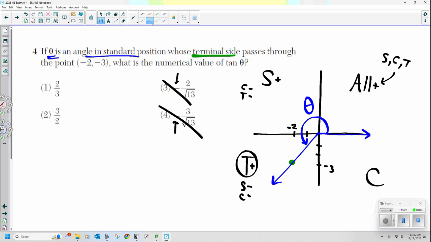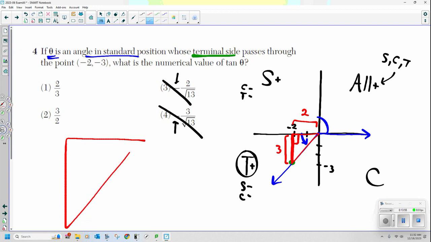I'm going to draw a nice triangle. I'm going to draw a straight line down here to the x-axis, or up, I should say. And I'm creating a triangle here. It is a right triangle. This side has a length of 2. And this side has a length of 3. I mean, that's how I plot the point. I went 2 to the left and 3 down. So if I have a triangle, I'm going to just blow that triangle up right here. And this is 2, and this is 3.